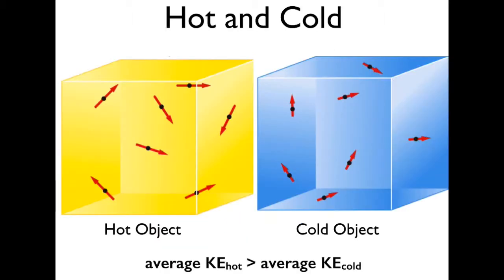So let's go ahead and make a rule. The average kinetic energy of a hot thing is going to be more than the average kinetic energy of the cold thing. And so what they're trying to show you in this yellow box is that these arrows are longer, so they're saying that these are moving faster because it's hot. And in this one, they're moving slower because it's cold.